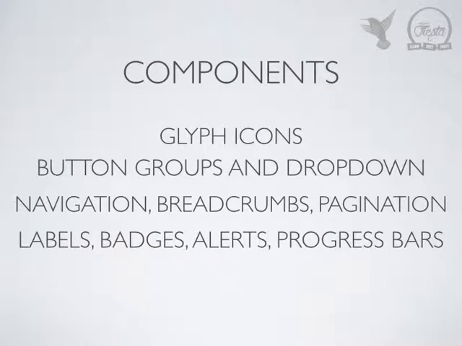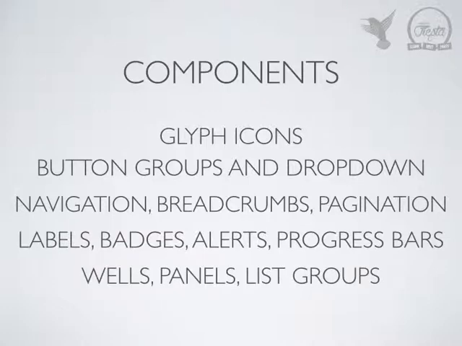It's just going crazy. Labels, badges, alerts, progress bars. I will be able to overview that with some kind of visual on my computer, so it probably won't make any sense to try to explain what it is, how it works, and how it looks. Wells, panels, list groups. So as you can see, there's a lot of stuff. Once again, this is not the full list, but there's a lot of stuff that is given to you to be used in your website.